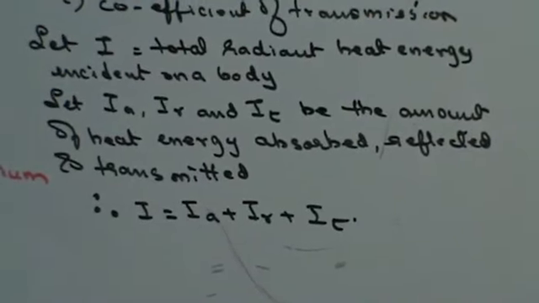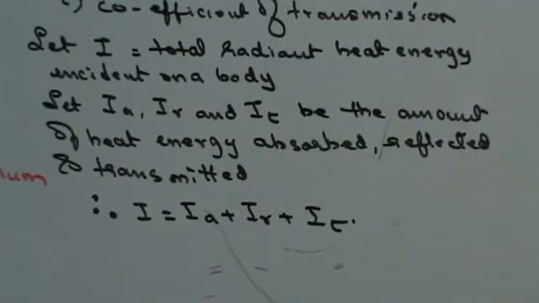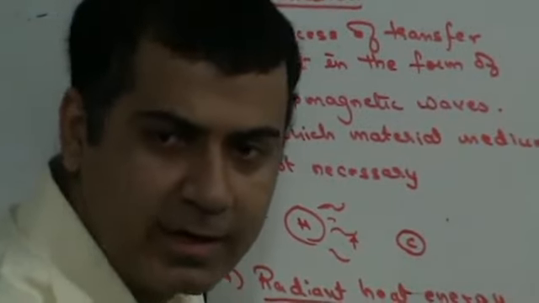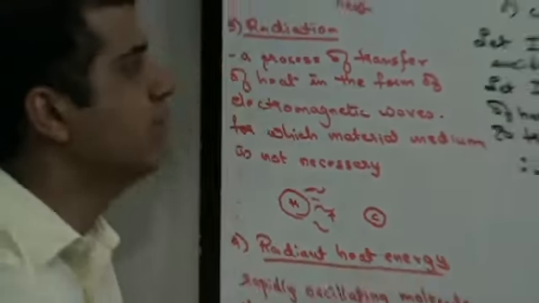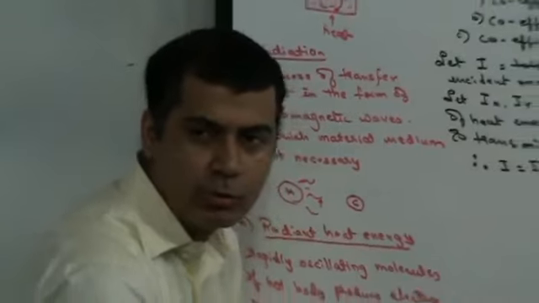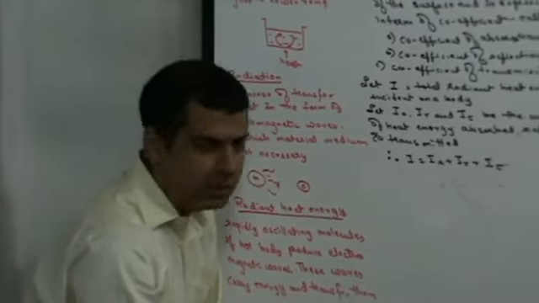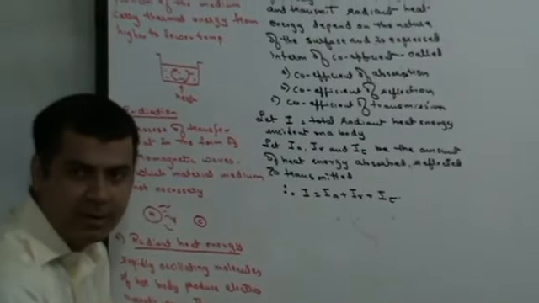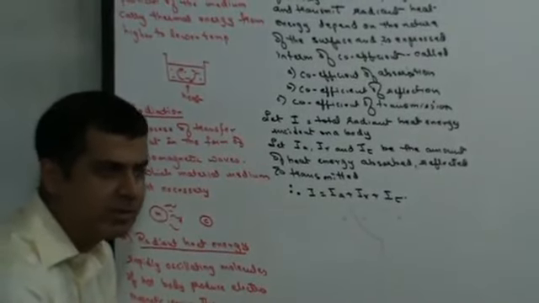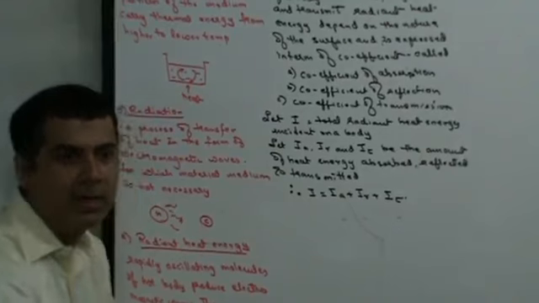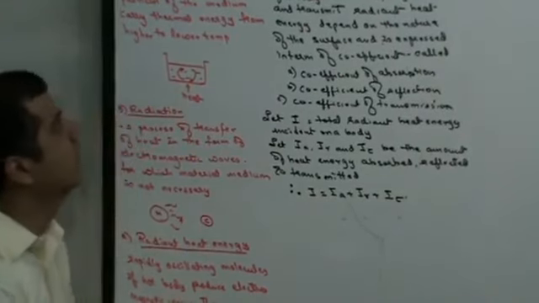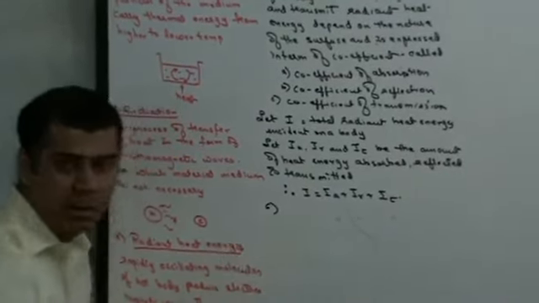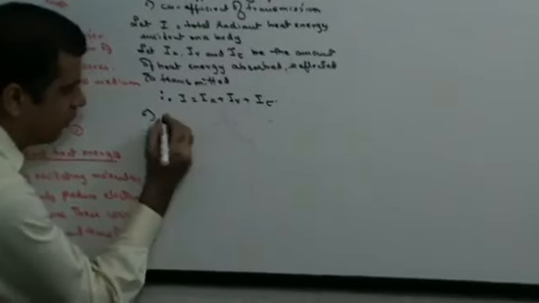So the equation for radiant heat energy is I equal to IA plus IR plus IT. Do we get this clear? Now, in this explanation I also told you that there are certain coefficients. The ability of the body to absorb, reflect and transmit heat energy is given in the form of a number, and that number is called a coefficient. Let us see what these coefficients are and how I define them. Right, coefficient of absorption.